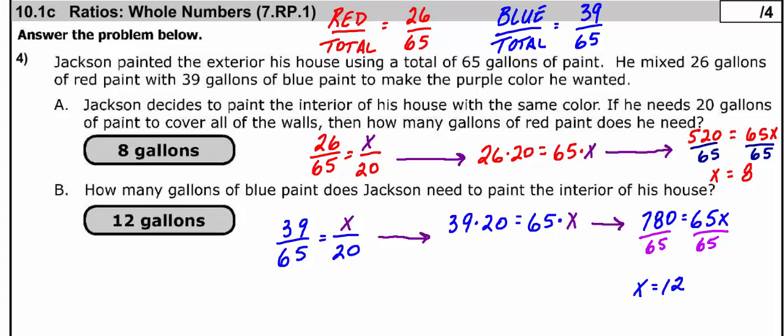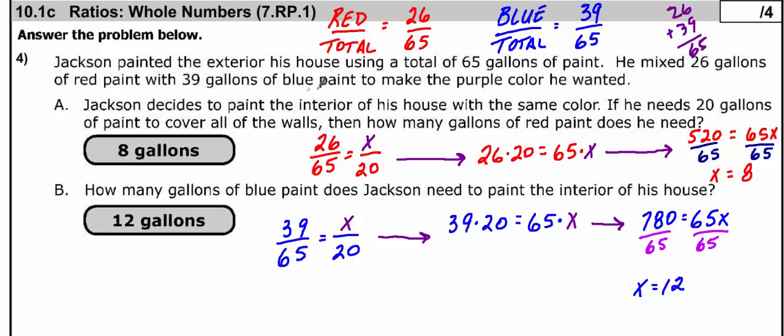Anyway, purple house. And you know that if you put the 26 and the 39 together, if you take 26 plus 39, I can see my work is off the screen a bit. That should be where you can all see it. 26 plus 39 will give you the 65. So it's either red or blue in that color.